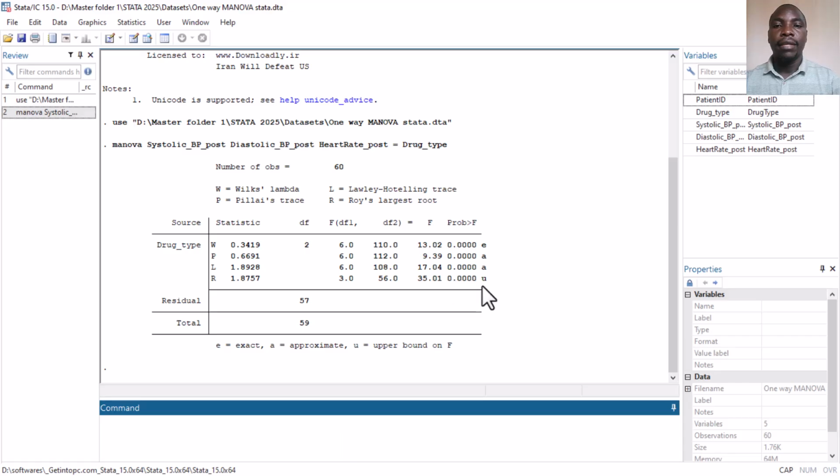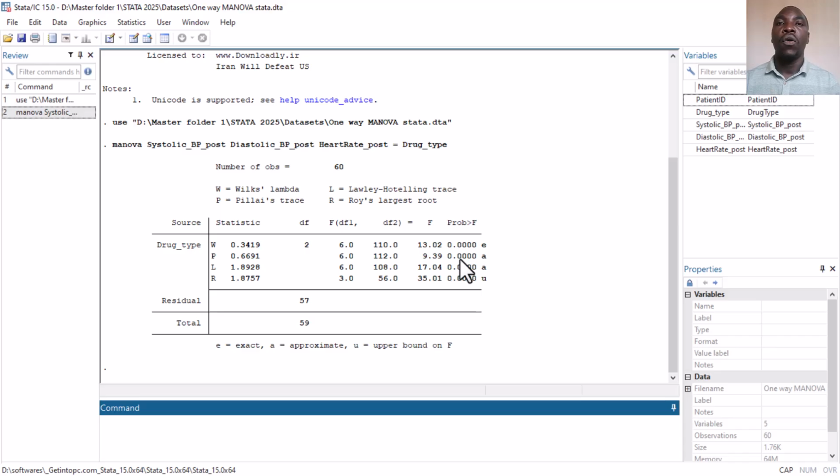With the statistically significant difference, we can see that drug type has a statistically significant overall effect on the vitals after treatment. It tells you that at least one of the drugs differs from the others. However, this test does not tell us which of these drugs significantly differs from the others. Therefore, when we get these statistically significant p-values, we have to run post hoc tests to tell us which drug or which category significantly differs from the others.